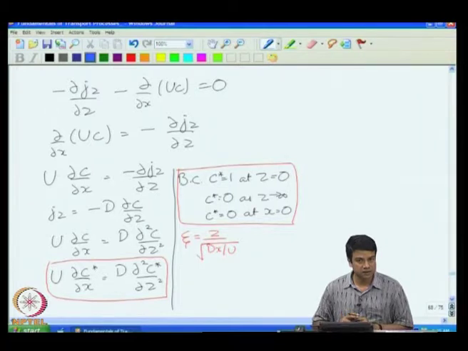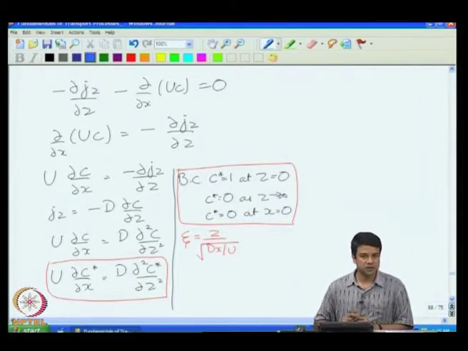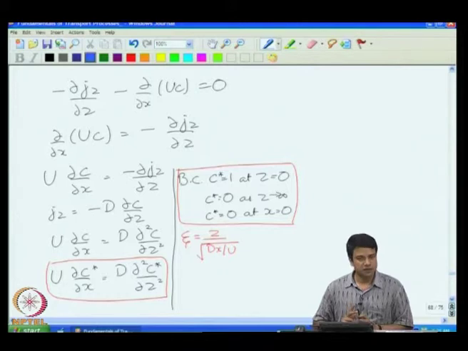Note that u in this case was approximated by a constant velocity. U is independent of position. So, I have u times dc by dx instead of dc by dt. So, the solution is exactly the same, except I have to replace t by x by u, and then I get the exact same solution.